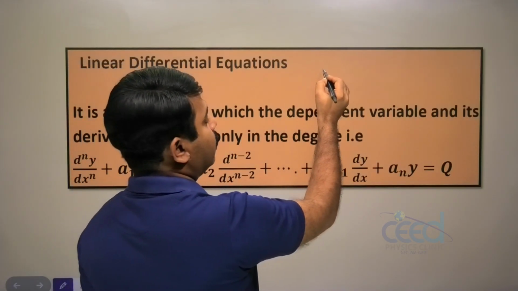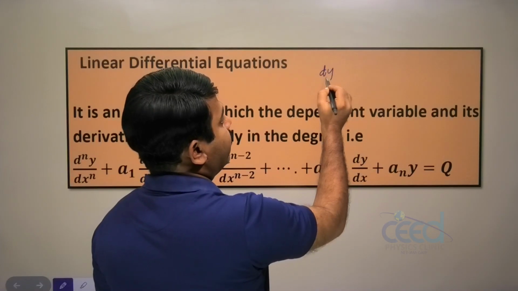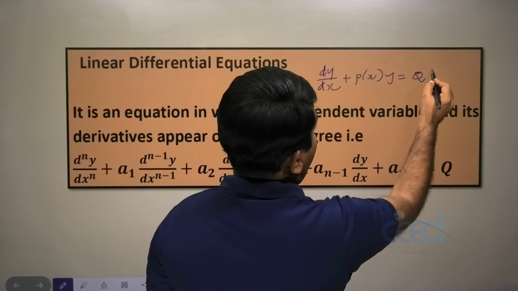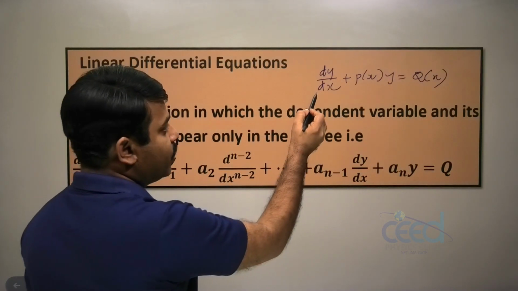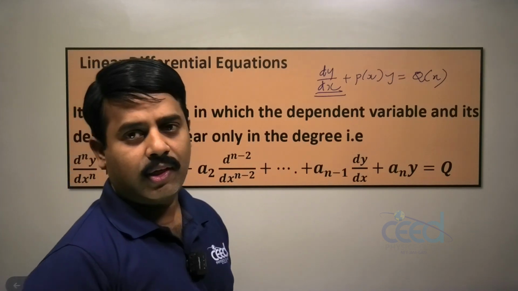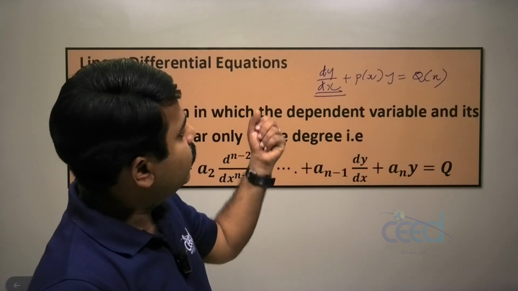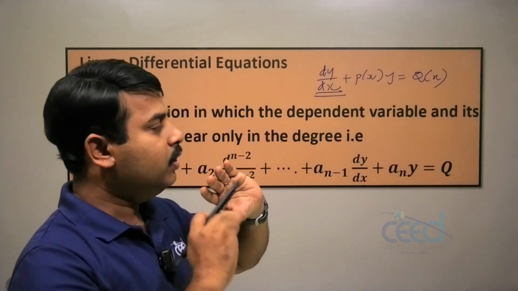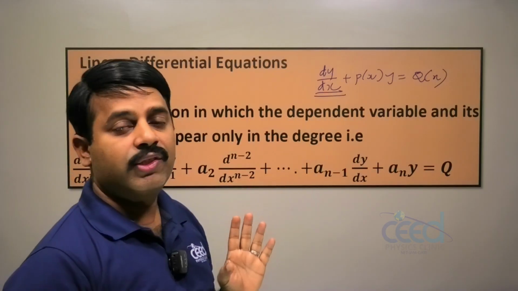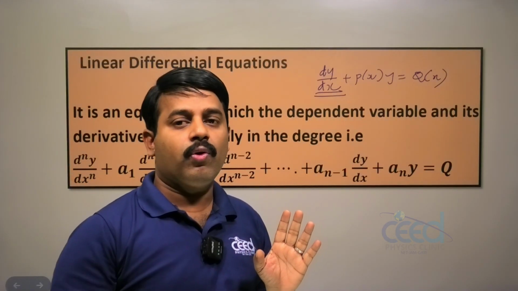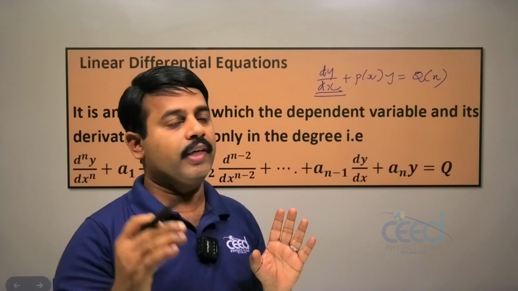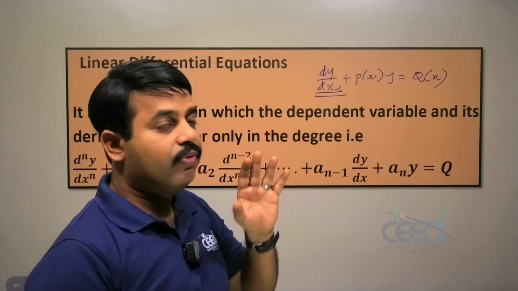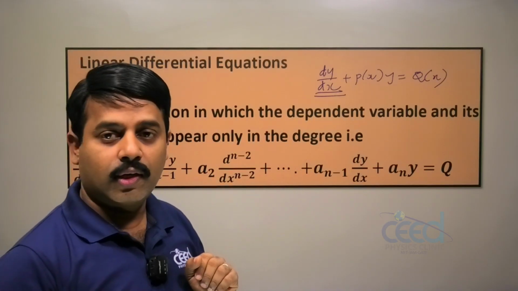So what is a first order linear differential equation? dy/dx plus p of x into y is equal to q of x. Now if we consider second order, third order, fourth order, we already saw in the first class what order and degree are. How we solve higher order differential equations, that is what we are focusing on today, understood?